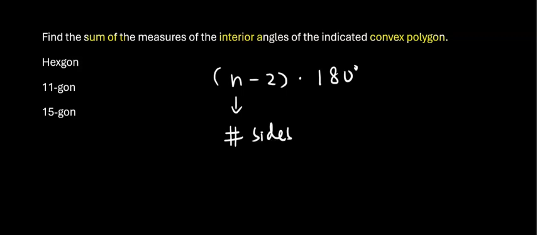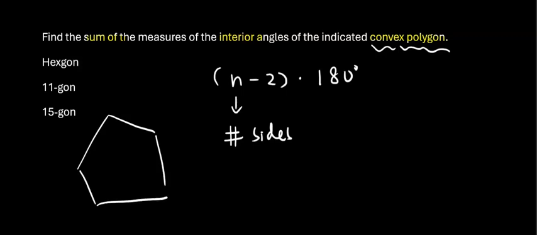The rule we'll be using is this: (n-2) times 180, where n is the number of sides of the convex polygon. Why is that? If we sketch a convex polygon, let's say 1, 2, 3, 4, 5 sides, we can slice this into 3 triangles. So we start from one of the vertices and we connect this vertex and this vertex.